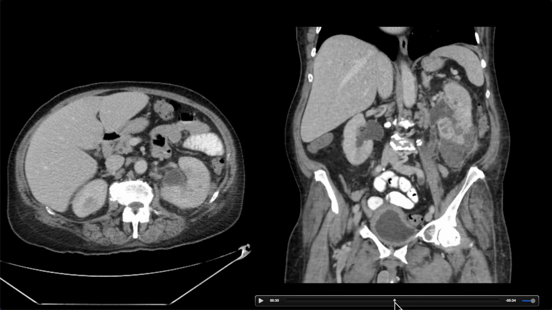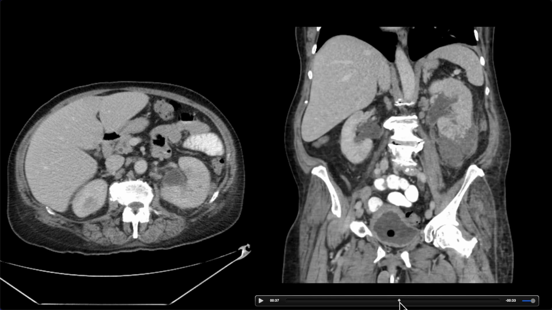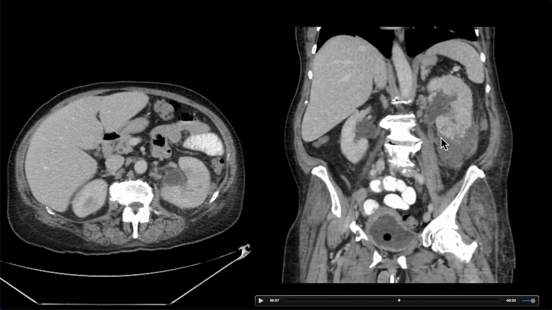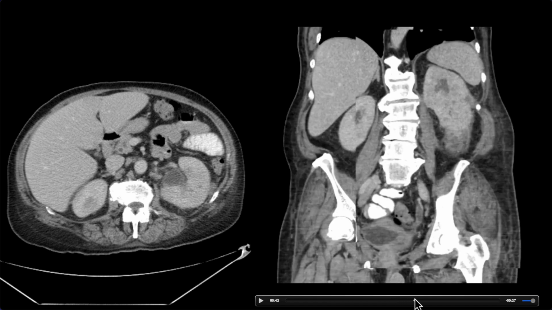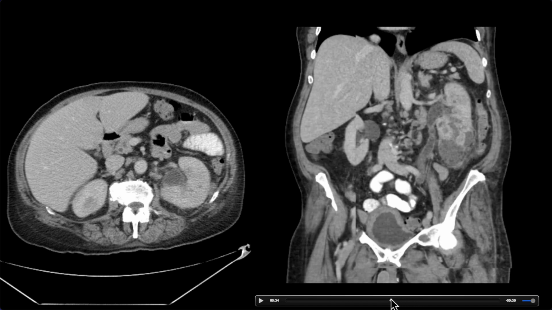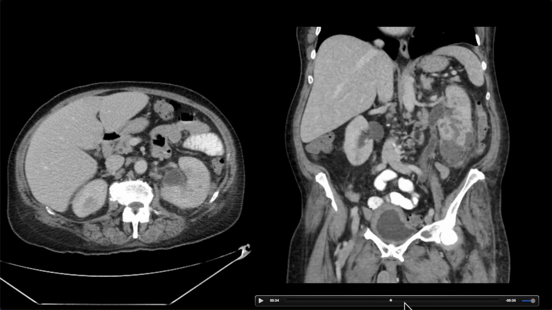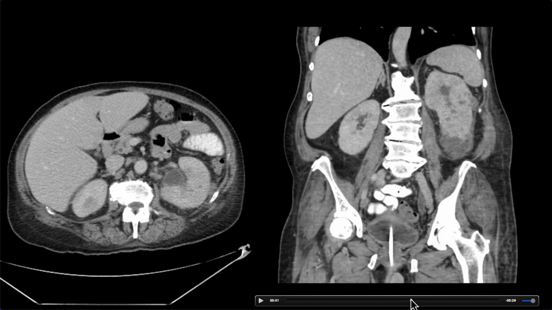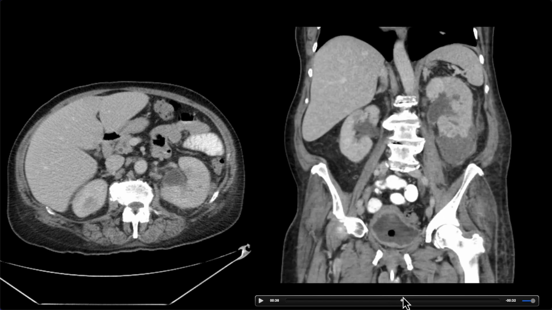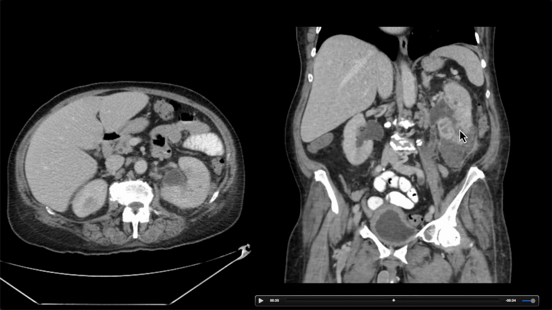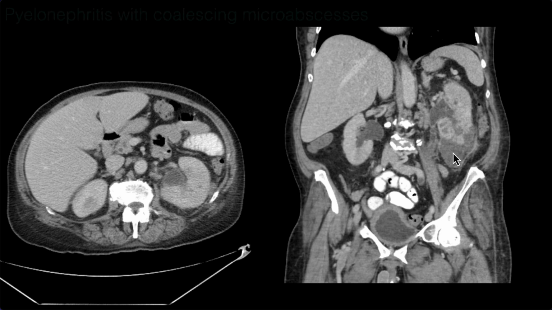And so the main thing here is to not mistake this larger collection for a cyst. This is actually an abscess which has ruptured through the capsule into the inferior pararenal space. And we're also seeing some thickening and enhancement of the right ureter with some dilation as well. So that's the spectrum of the formation of abscesses, where we went from microabscesses to coalescing to now rupturing through the cortex and outside the kidney.